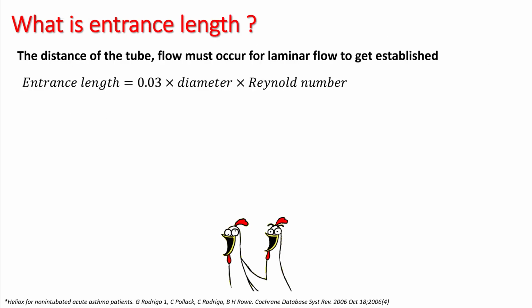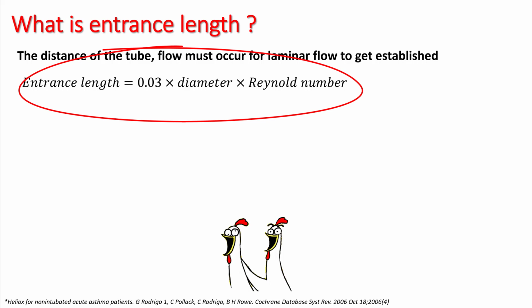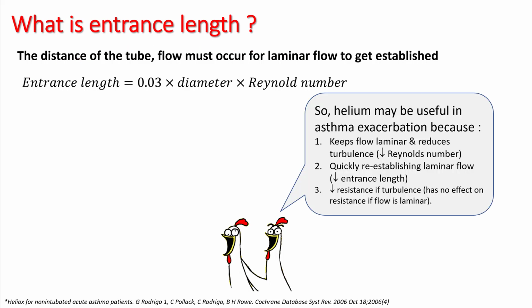Another important thing to know is entrance length, which is the distance of the tube flow must travel before a laminar flow is established. And it is given by this formula. And this is important because heliox works in multiple ways. Apart from reducing the Reynolds number, it also quickly re-establishes the laminar flow because it reduces the entrance length. Because of its low density, it also decreases the resistance if turbulence is present.